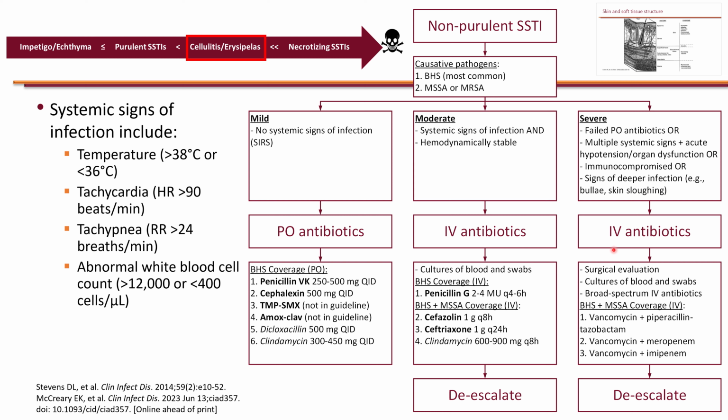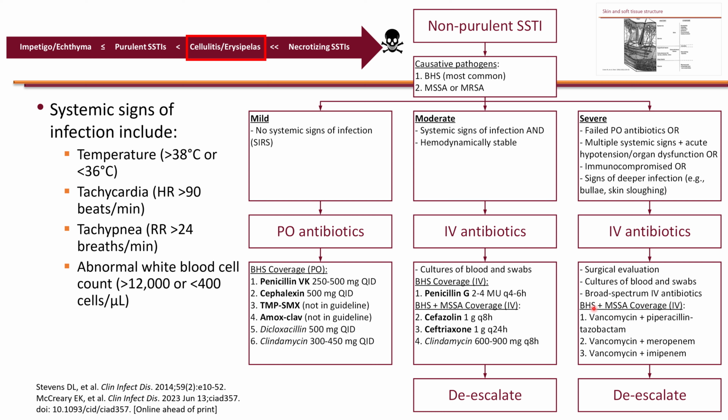And then for severe, this is where you want to really act quickly and mobilize multiple teams. Surgical evaluation is really important to make sure that it's not getting to the necrotic point. And at this point, broad spectrum antibiotics are actually recommended. So I know that we're trying to cover beta-hemolytic strep and MSSA, but we're actually going to cover gram negatives because this is getting serious. So, we don't want people to die.